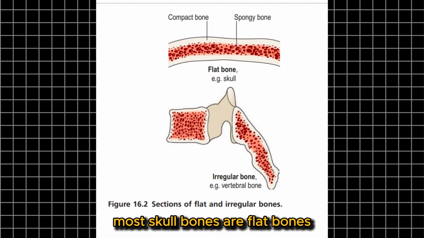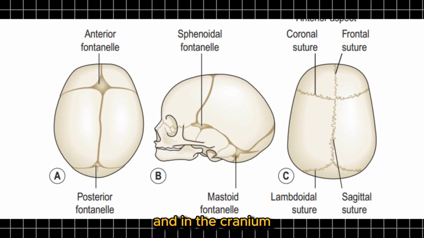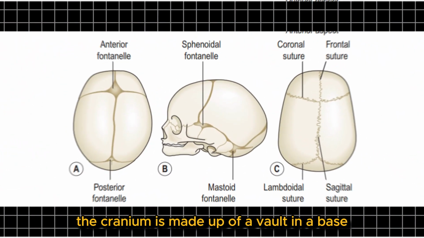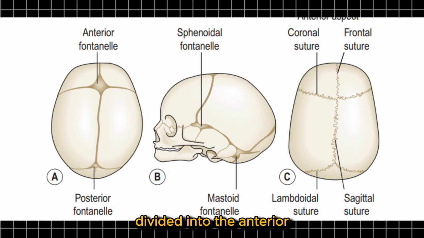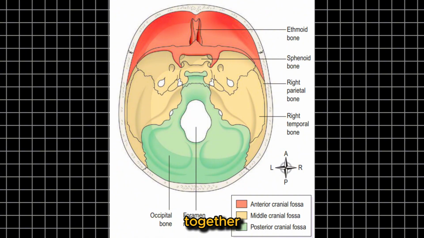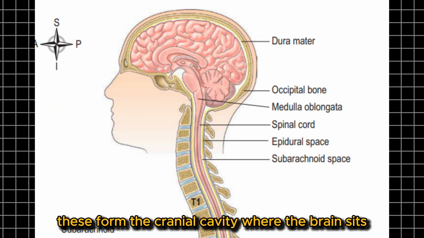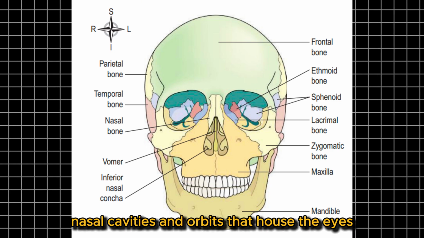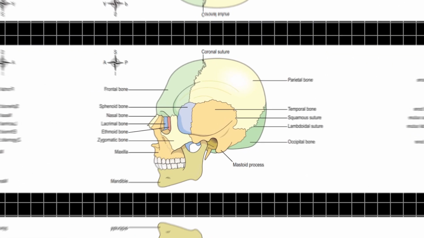Most skull bones are flat bones, and in the cranium, they are connected by serrated lines called sutures. The cranium is made up of a vault and a base, divided into the anterior, middle, and posterior cranial fossae. Together, these form the cranial cavity where the brain sits. There are also ear cavities, nasal cavities, and orbits that house the eyes.